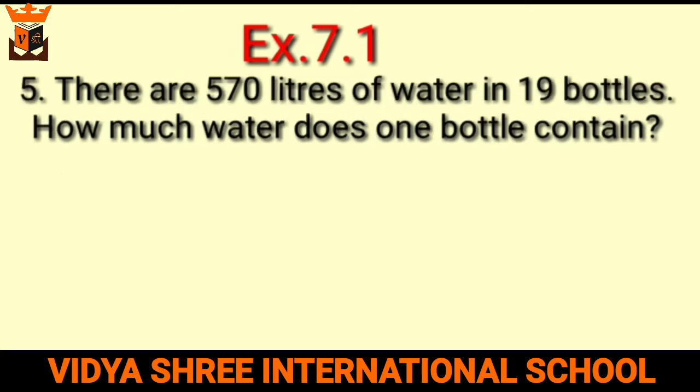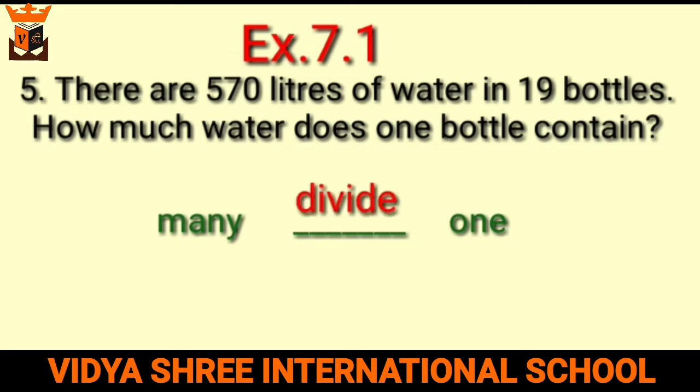Question number 5 is, there are 570 liters of water in 19 bottles. How much water does one bottle contain? So it is given for many and we have to find for one. So we will divide.